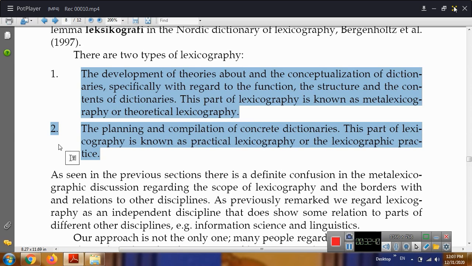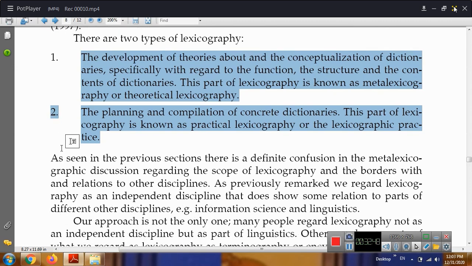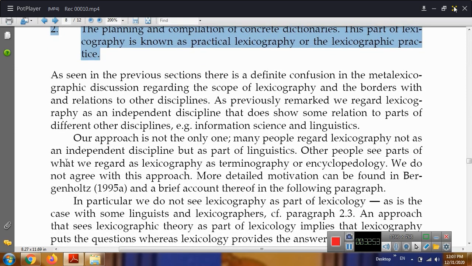Number two, the planning and compilation of concrete dictionaries. This part of lexicography is known as practical lexicography or the lexicographic practice, which can service the planning and compilation of concrete dictionaries. As seen in the previous sections, there is a definite confusion in the meta-lexicographic discussion regarding the scope of lexicography and the borders with and the relations to other disciplines.